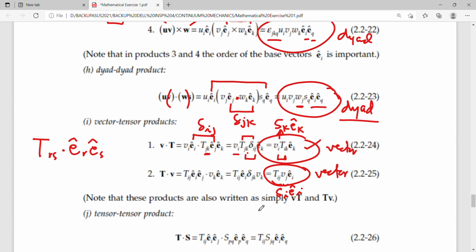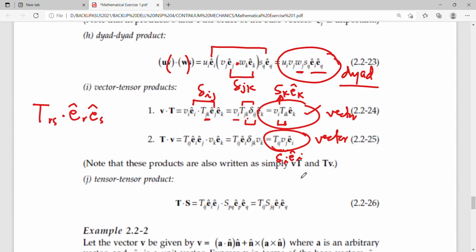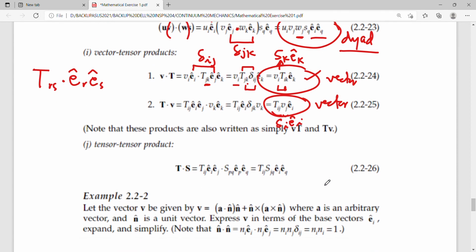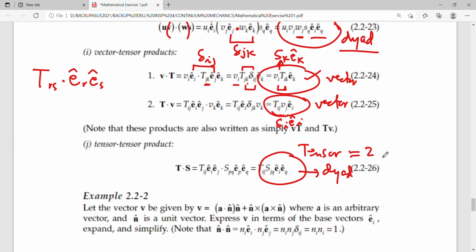Note that these products are also written in terms of the forms v t and t v. It doesn't matter in a vectorial representation, while a tensor product will yield a tensor. So this is now a tensor, or simply again, in general, a dyad. But if you consider special cases, you can regard this as a second rank tensor or second order tensor.